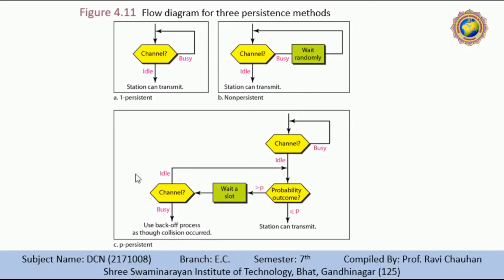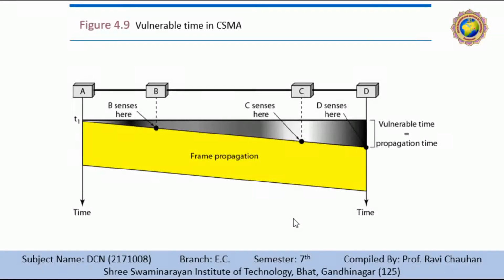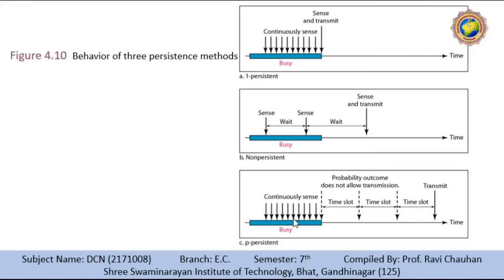So in the third, if the line is idle, it goes to step 1, and if the line is busy, it acts as though a collision has occurred and uses the back-off procedure. Fine. So this is our CSMA protocol for our channel.